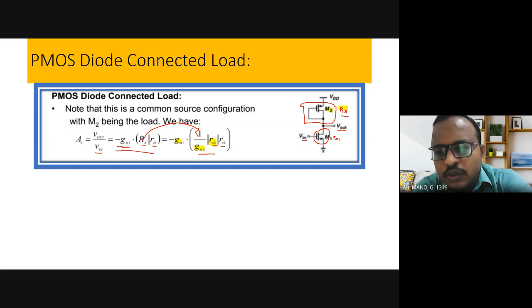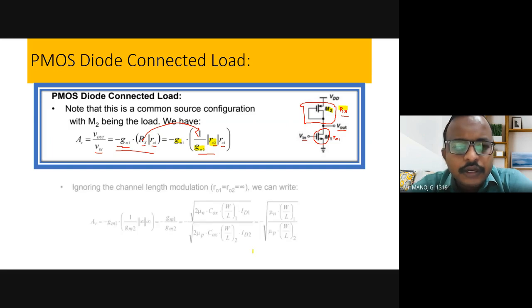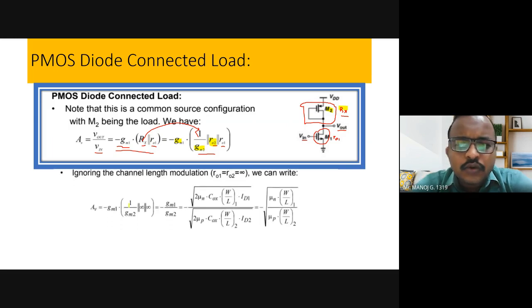So you need to take both into consideration. Then only you'll get the perfect gain of the amplifier. Okay. Fine. So I hope all of you got that particular point clear. And then we need to find out what is the gain, ignoring the channel length modulation.